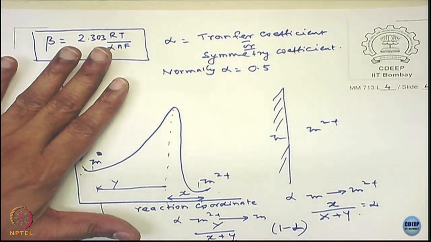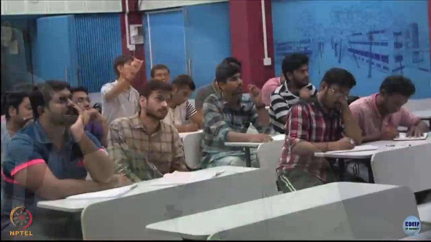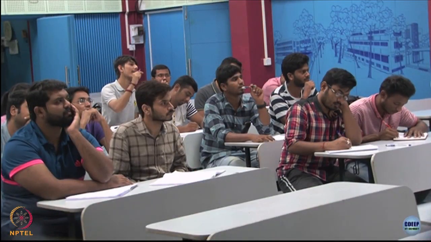Can I move on, or do you have any questions in this case? Is beta a characteristic property? It is, okay. Let us look at what is alpha. Alpha depends upon the hill that moves here.